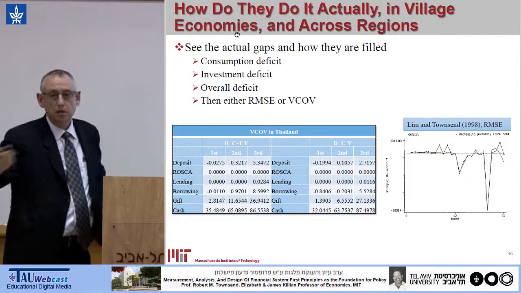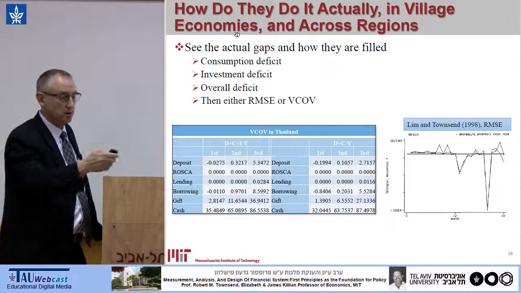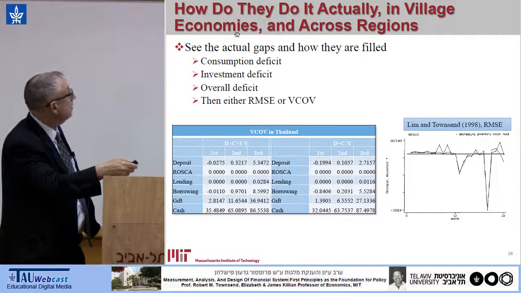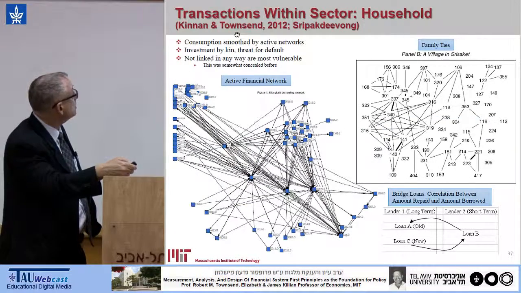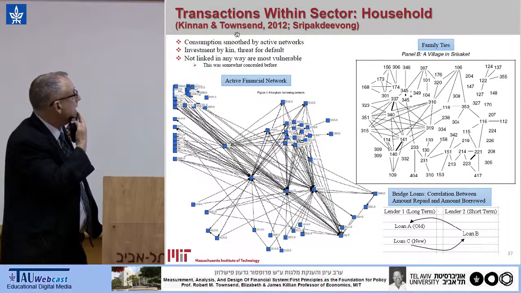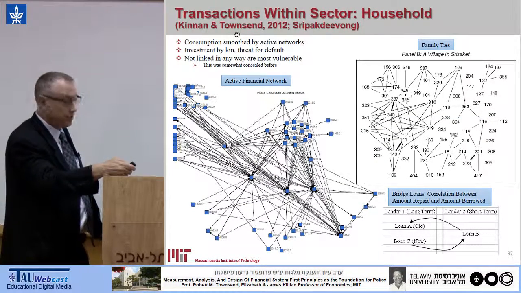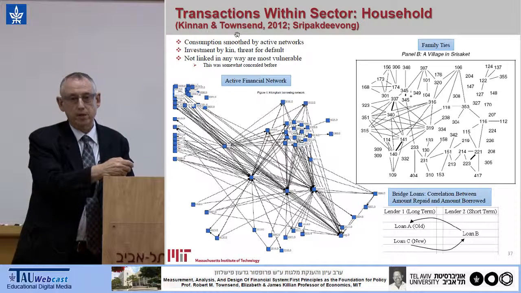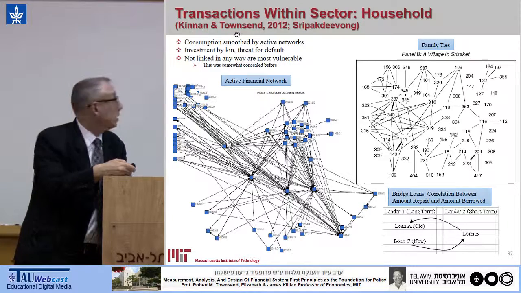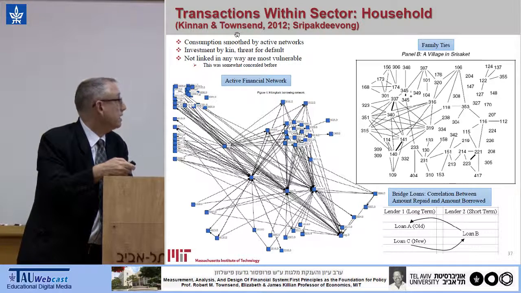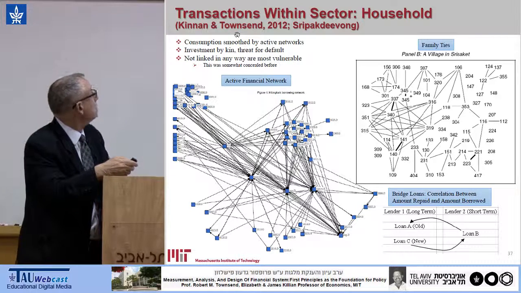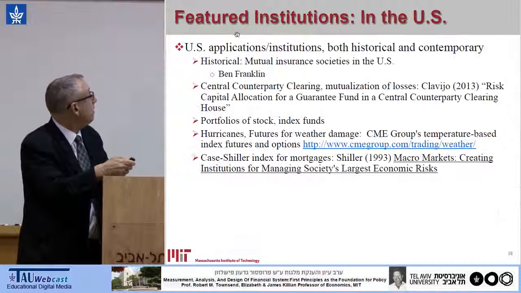So these sort of indigenous systems are different in different places, but they have their ways of coping with the shocks. This picture, which I had on the screen almost like a screensaver, is a picture of Thai financial networks with these households, again, linked to each other and linked to outside lenders. And that's a very big part of how the villages do it.